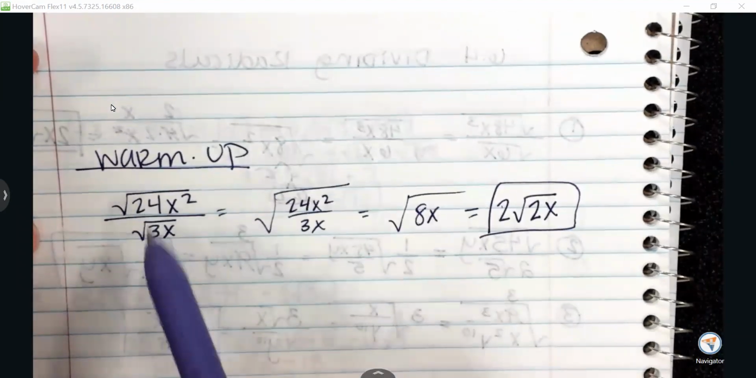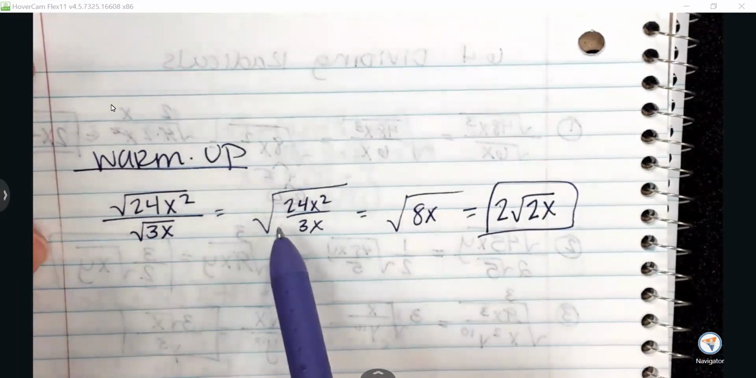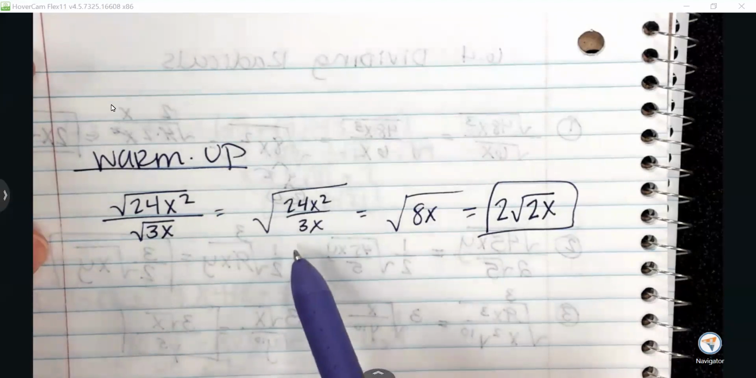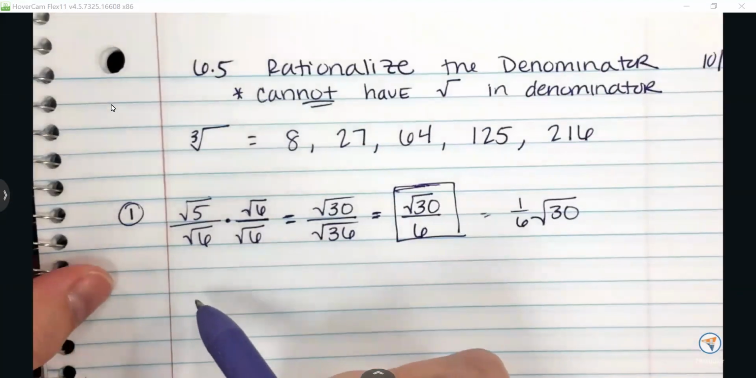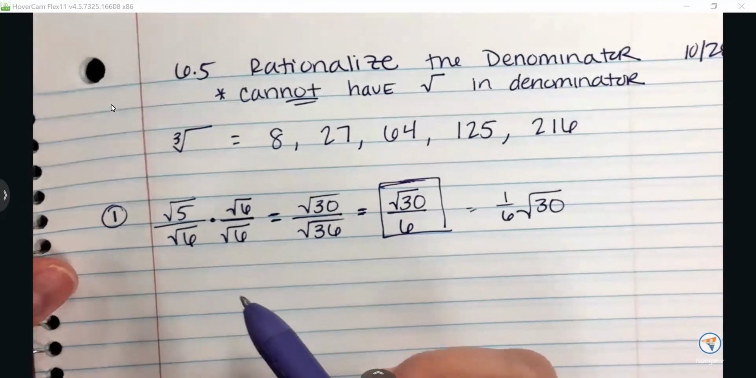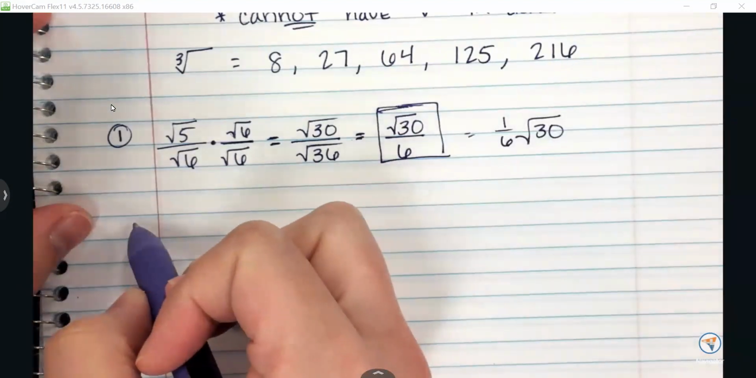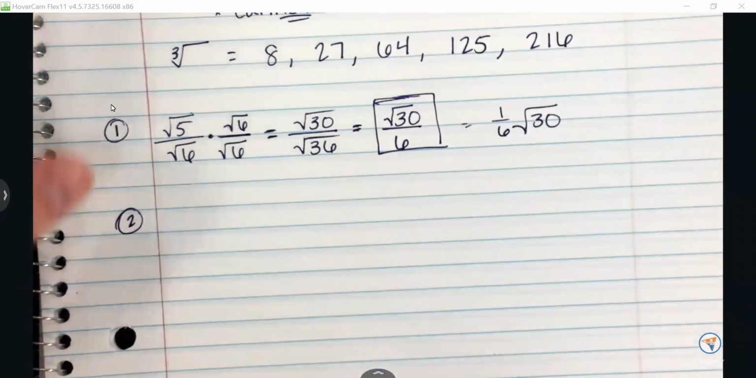That's like our warm-up. Our warm-up started as 2 things. Why was it a smart decision to make it one thing? Because 24 can be divided by 3. Can 5 be divided by 6? No, so I'm going to have to rationalize because I can't have it in the denominator. Okay, let's just keep going and I think it'll make more sense.